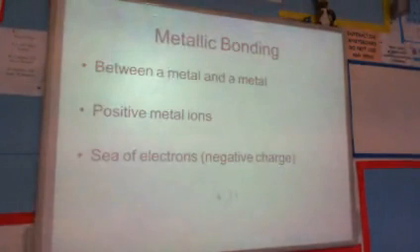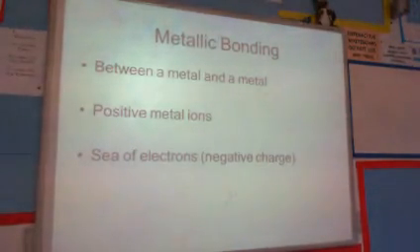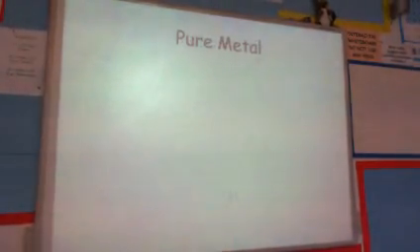And the last type of bonding then is metallic bonding, and that's between a metal and a metal. It forms positive metal ions, and they donate their outer shell electrons to a sea of electrons which move through the structure. So you have positive ions with electrons between those ions which hold them together by strong electrostatic attractions. It results in some properties.